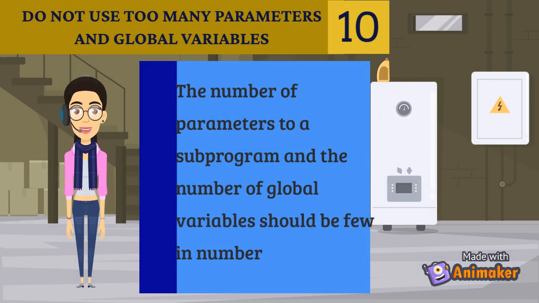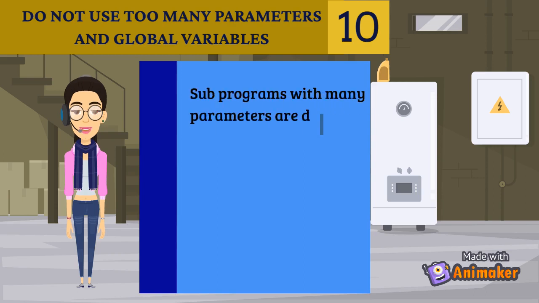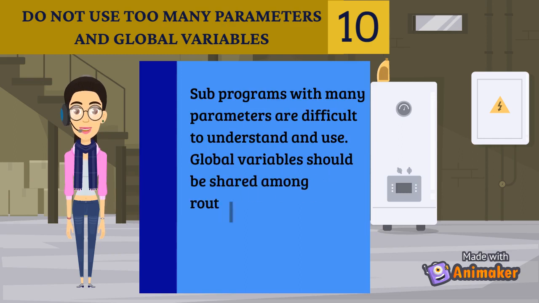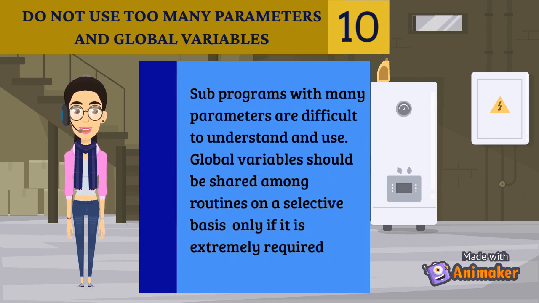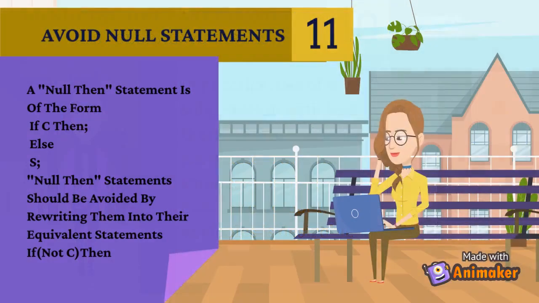Now, do not use too many parameters and global variables. The number of parameters to a subprogram and the number of global variables should be few in number. Subprograms with many parameters are difficult to understand and use. Global variables should be shared among routines on a selective basis only if it is extremely required. In practice, use of a subprogram with less than 4 formal parameters and the smallest possible number of global variables is desirable.